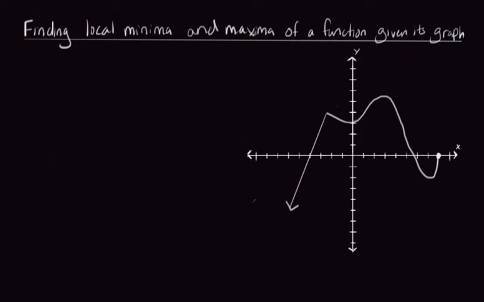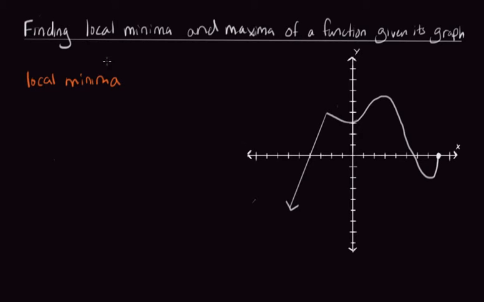I want to talk about how we find local minima and maxima of a function given its graph. Minima and maxima are just the plural of minimum and maximum. So a local minimum is just where the graph goes to the lowest point in a certain area.